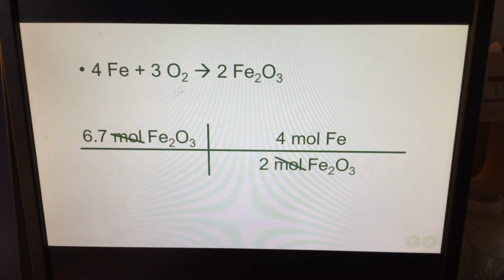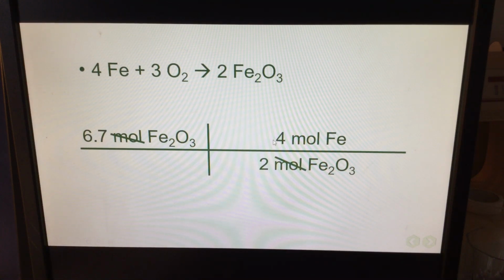All right, so we start with what we want to produce: 6.7 moles of iron(III) oxide, but we want to know how much iron we need. So we put our conversion factor next to what we start with, 6.7 moles of iron oxide, and we multiply that by the ratio. In the reaction, 4 moles of iron is equivalent to 2 moles of iron oxide.